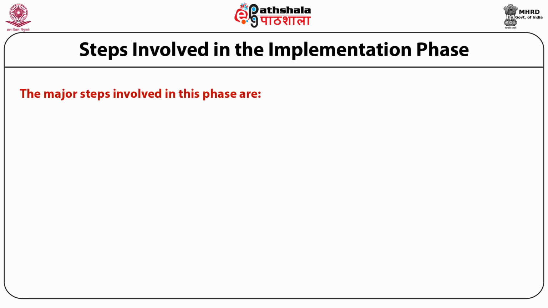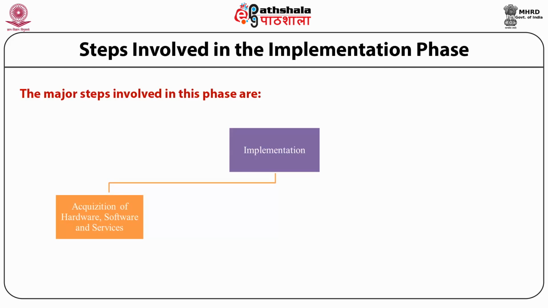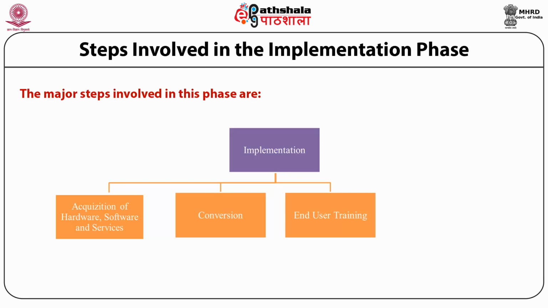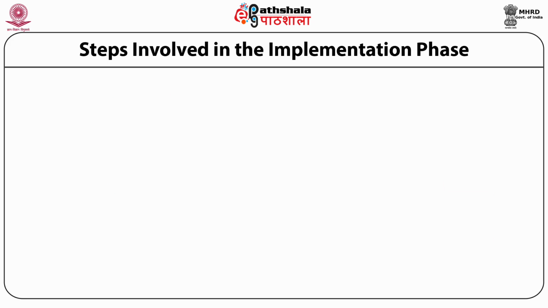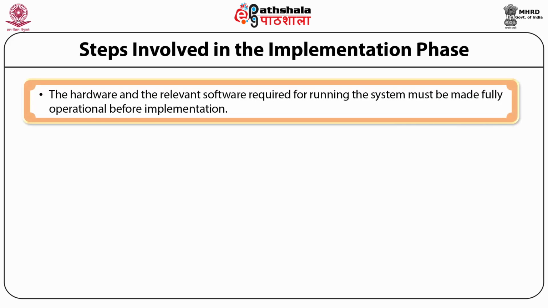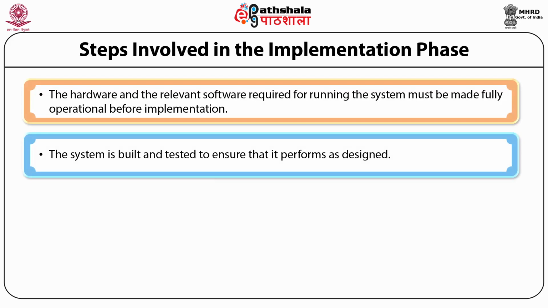The major steps involved in the implementation phase, as we see in the diagram, are firstly, acquisition of hardware, software, and services. Secondly, the conversion stage. Thirdly, user training. And finally, system documentation. So in the very first stage, the hardware and the relevant software required for running the system must be made fully operational before its implementation. This system is built and tested to ensure that it is performing as per its design.